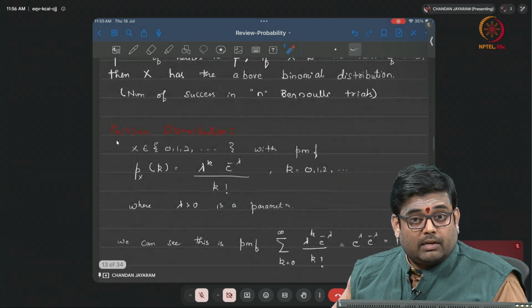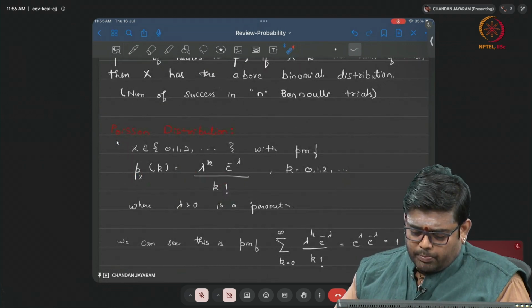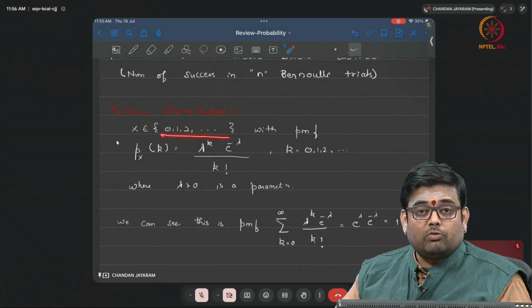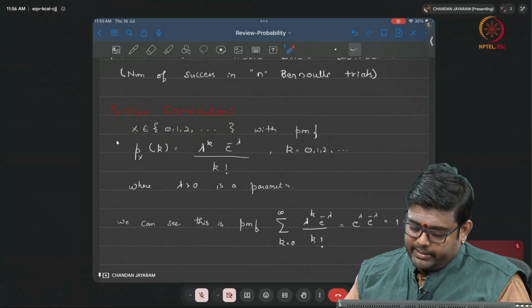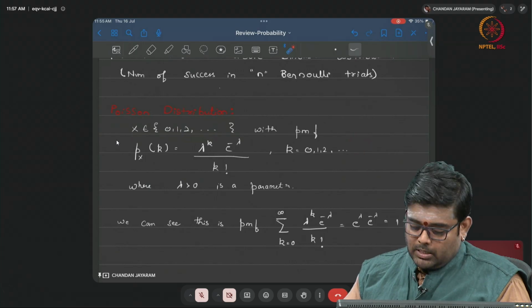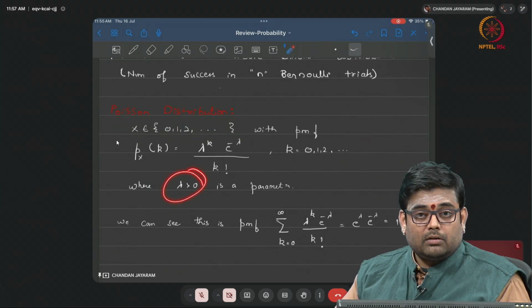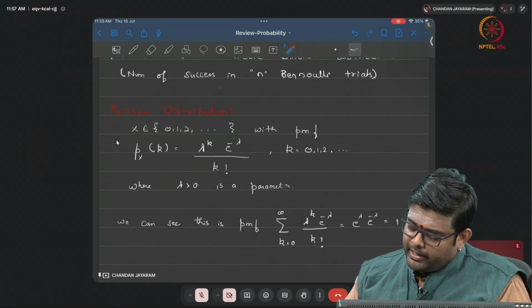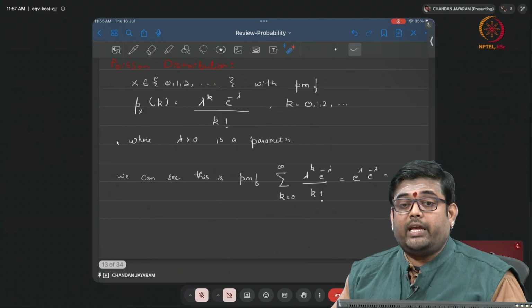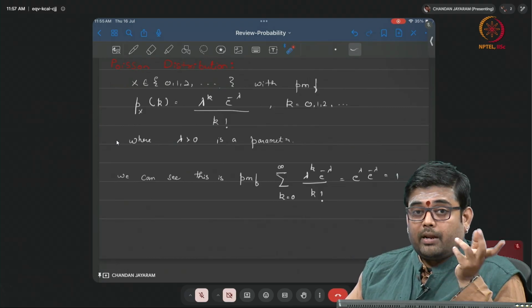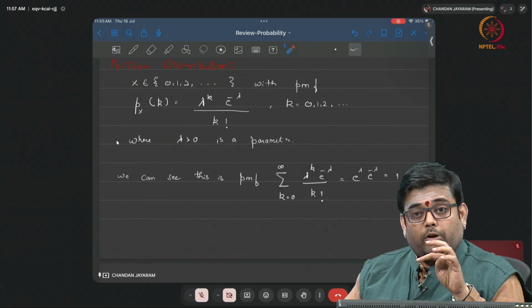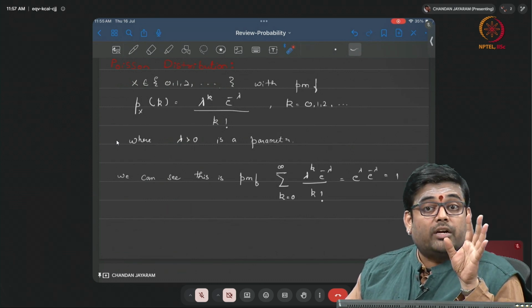Now we have another example, the Poisson distribution. Here x takes the values 0, 1, 2, and so on, and this is the PMF, which we specify with this parameter, and k has to take the values 0, 1, 2, and so on. Again, any PMF we define has to satisfy certain conditions, and we have to immediately check whether it satisfies them or not.